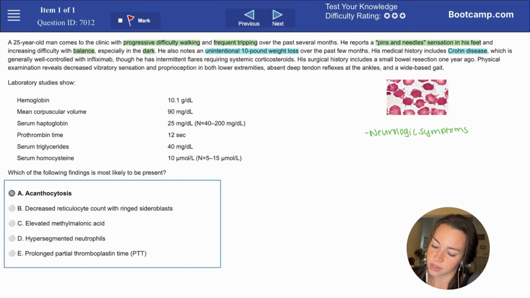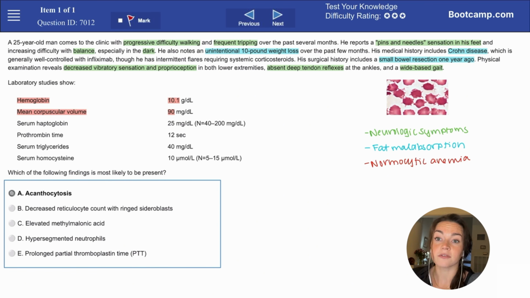And he has a surgical history, including a small bowel resection a year ago. So between the unintentional weight loss, the Crohn's disease, and the small bowel resection, he has both risk factors for and some beginning findings of fat malabsorption. On physical exam, we're going to see some more neurological symptoms. We've got decreased vibratory sensation and proprioception in both lower extremities, absent deep tendon reflexes at the ankles, and a wide-based gait. Lab studies are showing a hemoglobin of 10.1, but with a normal mean corpuscular volume. So that, to me, I would characterize as a normocytic anemia. And furthermore, with the finding of a decreased serum haptoglobin, I would consider this to be a hemolytic anemia.